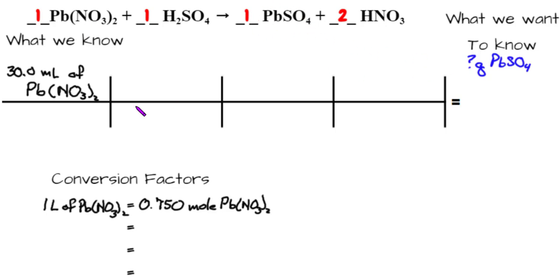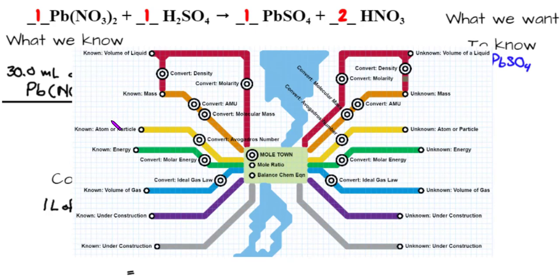Pb(NO3)2 to PbSO4. All right, so I'm given milliliters, I'm given volume of a solution, and I want grams of PbSO4. So I've just developed a train map in order to get through Moletown. Right here we have a known volume of liquid, and we're going to convert by using molarity in order to get to quote-unquote Moletown. The mole ratio, or the number of moles of Pb(NO3)2 compared to the number of moles of PbSO4. And so I can use molarity in which to do that.